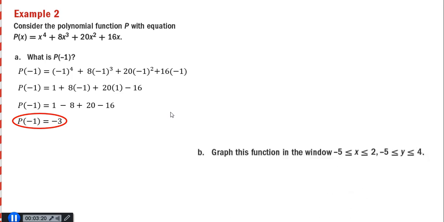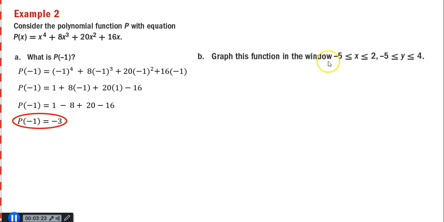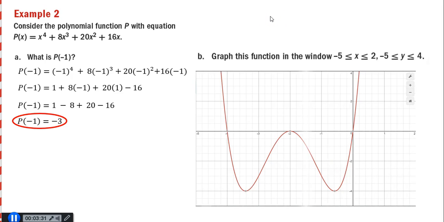And then what we're asked to do here is to graph this function in the window -5 to 2 for the x values and -5 to 4 for the y values. So I did this on Desmos. Here's the screen grab of what I did in Desmos. And how I did this was I just plugged this function into the function bar on the side in Desmos, and then I graphed it, and then I had to click this little wrench thing, and then you can adjust the window settings. That's exactly what I did.